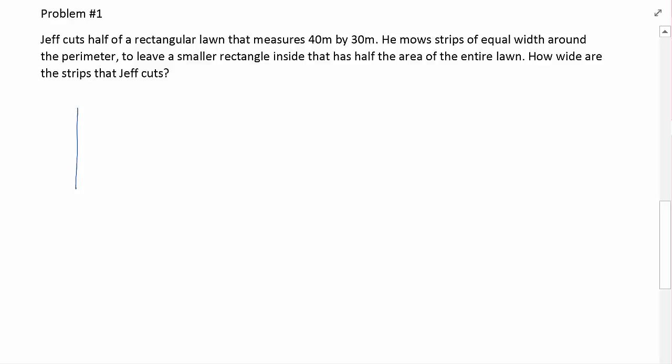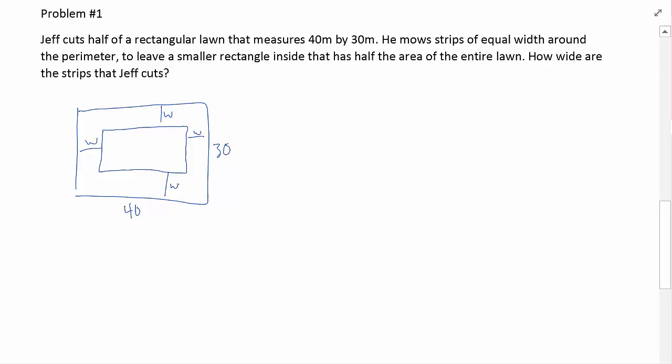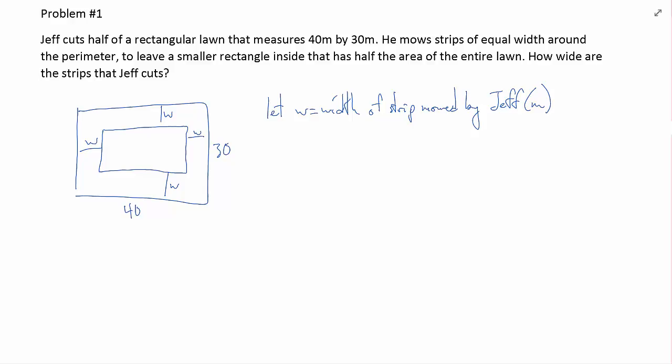So I would start out by drawing a rectangular lawn and showing that it's 40 meters by 30 meters. Then I would draw in the inner rectangle whose area is half of the outer rectangle. I don't know the width of those strips, so why not call them w, for width of mowed grass in meters. But make sure to also include the units, for your own sake, to make sure you've got everything right at the end. Now what does this leave for dimensions on the inner rectangle?